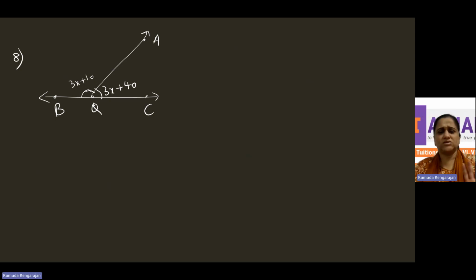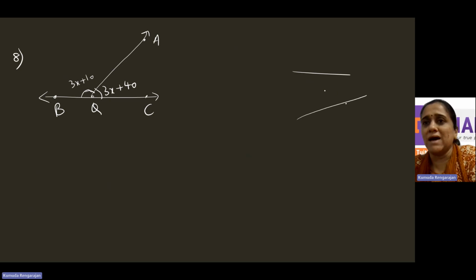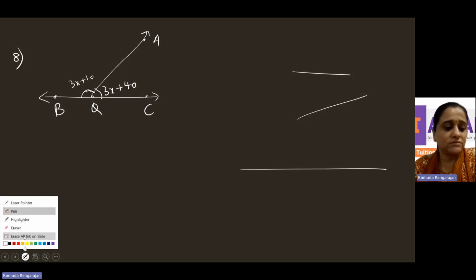Okay, that's all. Just the figure is given. Nothing else is given. When this is given, you should understand BC is a straight line. You have a doubt there? BQC is a straight line. When two lines are given, you cannot assume them to be parallel. It should be given that they are parallel. When one line is given, it means it's a straight line.